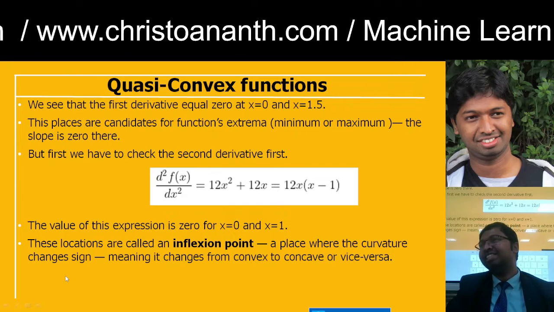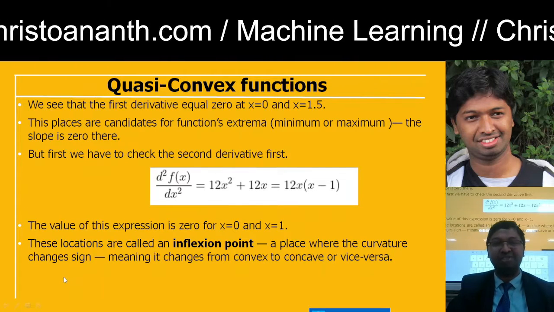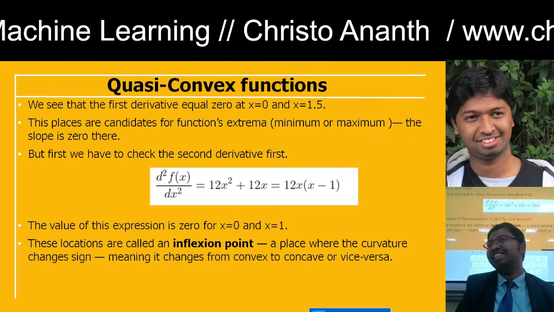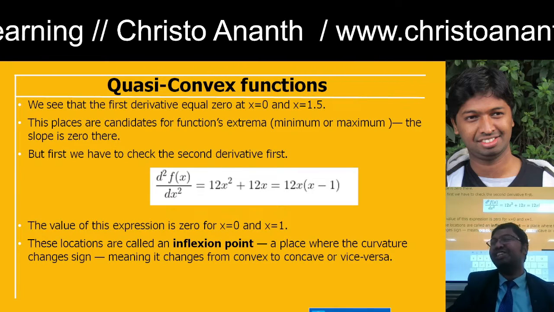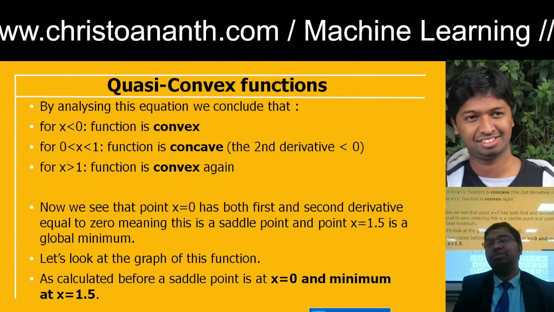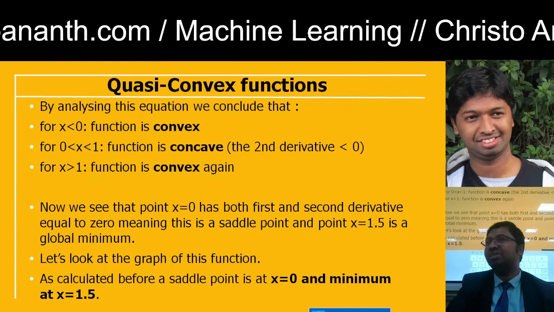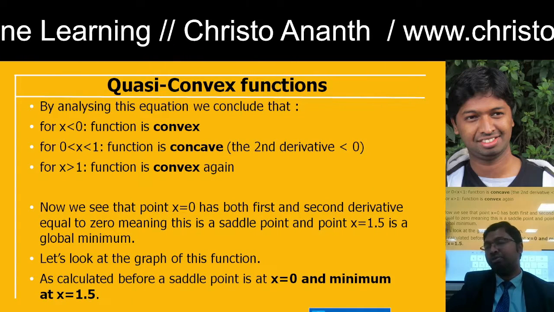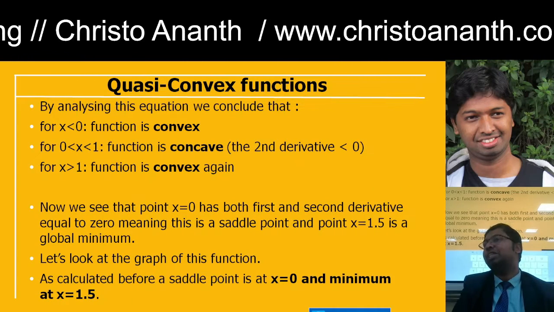So the locations are said to be inflection points, which is nothing but the place where the curvature changes from convex to concave, or concave to convex. So we can conclude that for x less than 0, the function is said to be convex. And for x which lies between 0 and 1, the function is said to be concave.